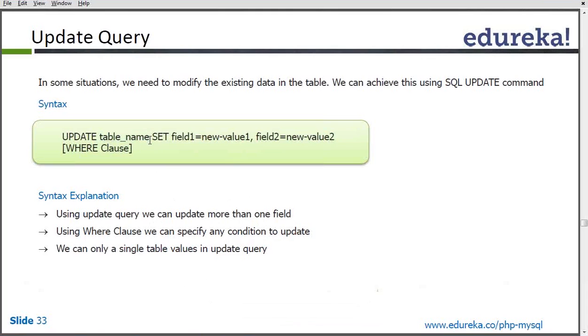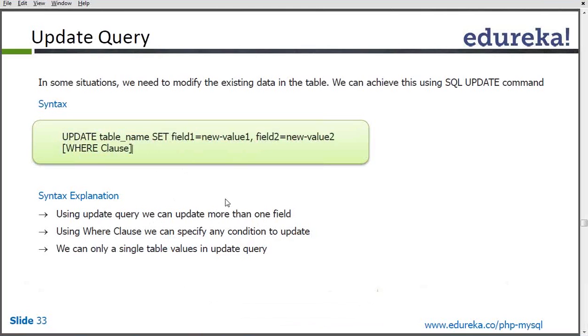We cannot give multiple tables here, like table name 1, comma, table name 2. So we will be giving only a single table name with multiple fields that can be updated with where conditions. The conditions again can use greater than, equal to, less than, not equal to, or even AND and OR. These are the same kind of conditions we can make in selects, and the same conditions we can make for update.